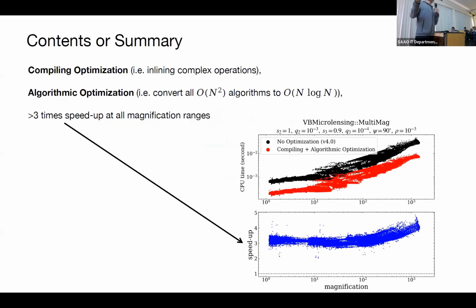Before starting, I'll give you a summary of this talk. We use compiling optimization, that is inlining all the complex operations, and algorithmic optimization, that is converting our n-square algorithm to a log n one. Finally, we achieve more than 3 times speed up at all magnification ranges shown here. You see all the blue points are above the 3.